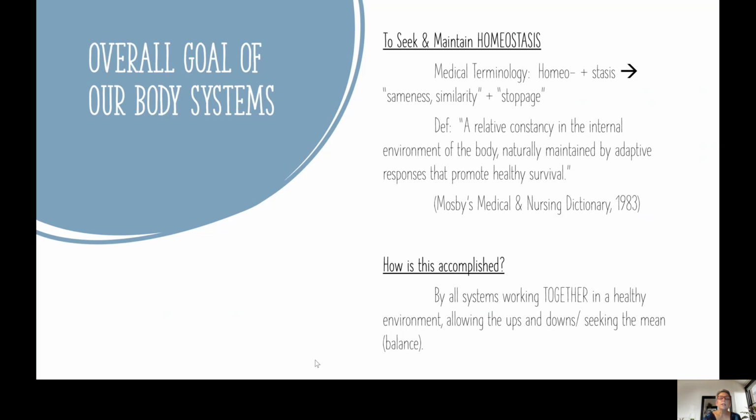So again, homeostasis is a relative constancy in the internal environment of the body, naturally maintained by adaptive responses that promote healthy survival. This is basically accomplished by everything working together in a healthy environment, allowing the ups and downs, the peaks and valleys, and also seeking the mean and getting back to balance. We cannot stay healthy if we stay too tightly controlled. We've got to allow for some movement, because it's that movement that helps to trigger our bodies to maintain homeostasis.